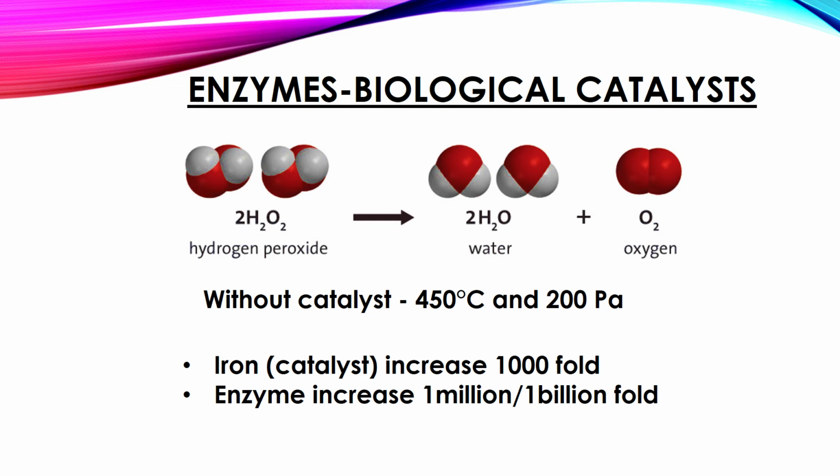With an added iron catalyst, the reaction rate will increase 1,000-fold. With an enzyme, the rate of the chemical reaction increases up to 1 million to 1 billion-fold. Enzymes can perform this action at the normal temperature of a living organism and at a much higher rate.